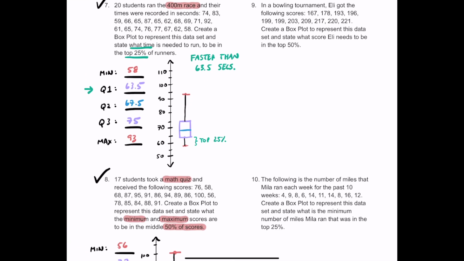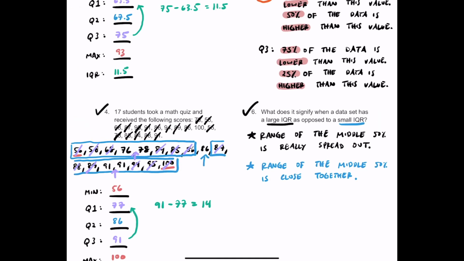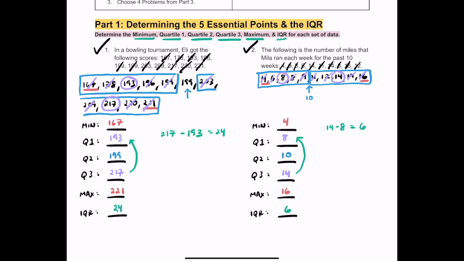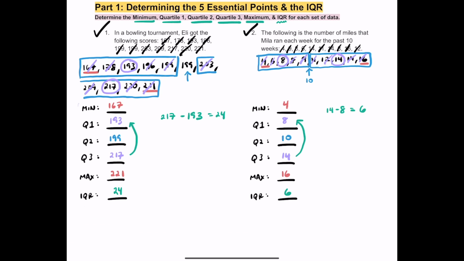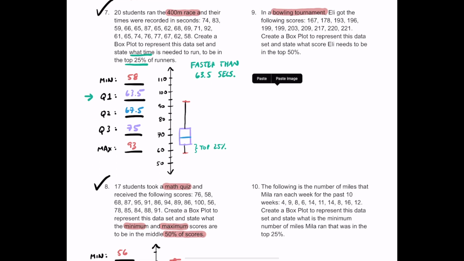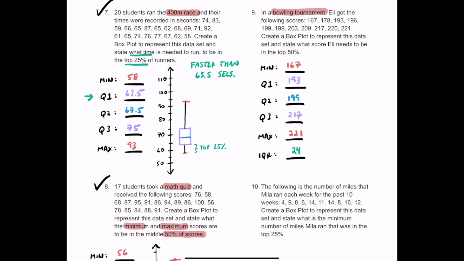Let's go on to 9. In a bowling tournament. We did this one earlier, right? With Eli. So let's look for the data for that, what we found out. Okay, that was the first question. So here's the bowling tournament right over here. Let's take these. Okay, and we have some scores here.